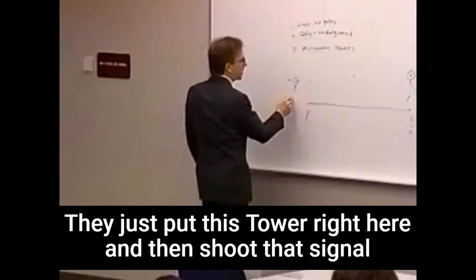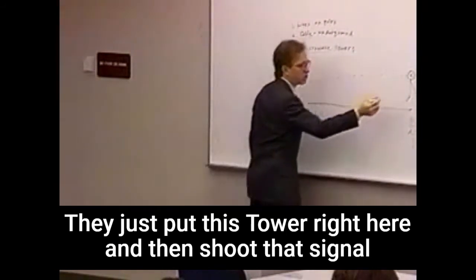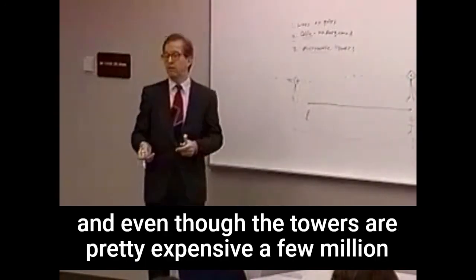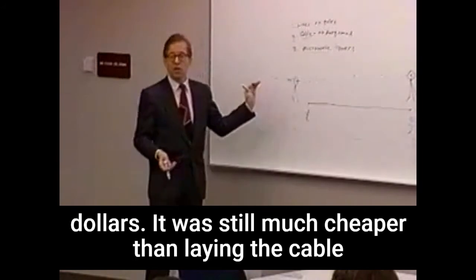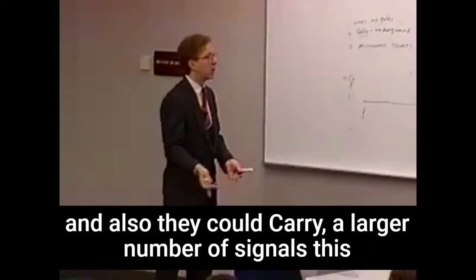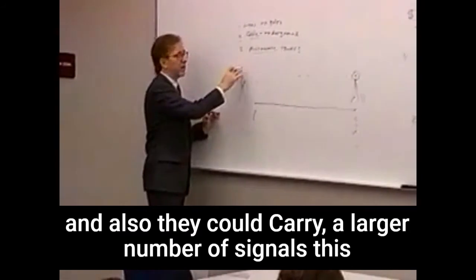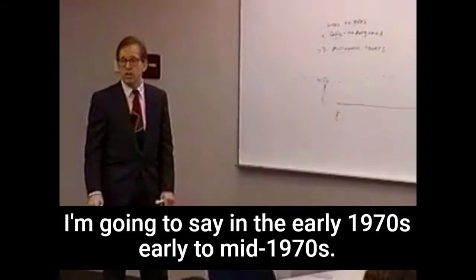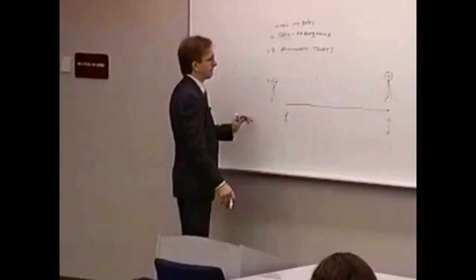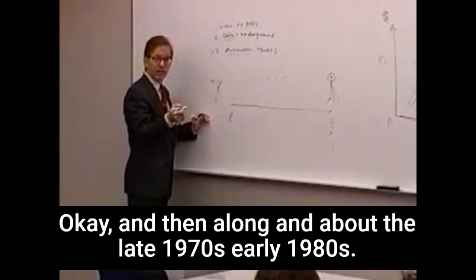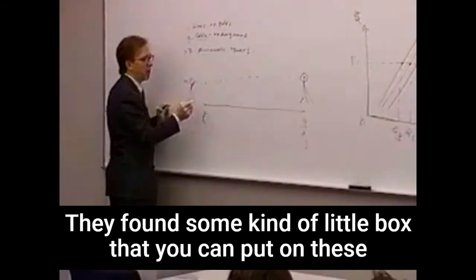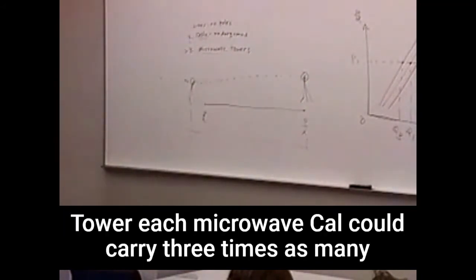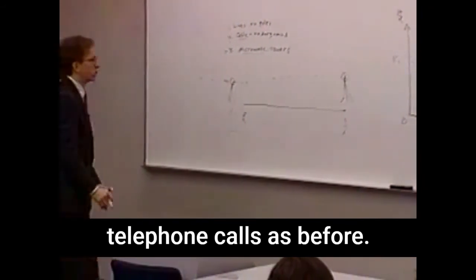They saved all that cost. They just put this tower right here and then shoot that signal for 30 miles, and then build another tower and another one. And even though the towers are pretty expensive, a few $1,000,000, it was still much cheaper than laying the cable, and also they could carry a larger number of signals. These microwave towers came along in a big way, I'm going to say in the early to mid-1970s. Okay? And then in about the late 1970s, early 1980s, they found some kind of little box that you can put on these things. And they put that little box on there, and now each microwave tower could carry 3 times as many telephone calls as before.